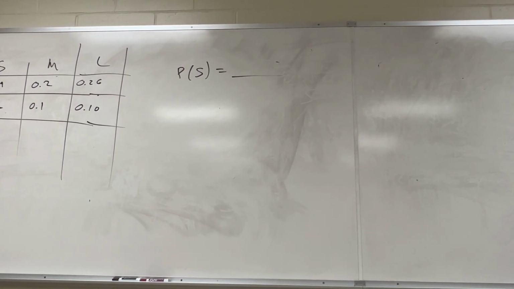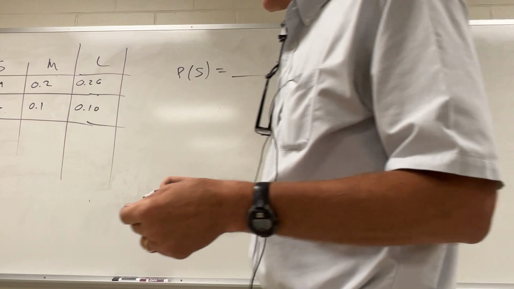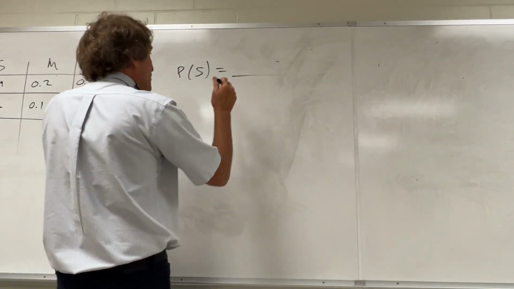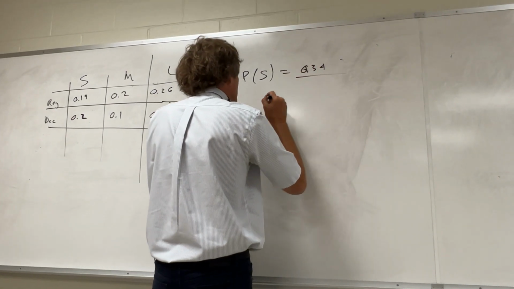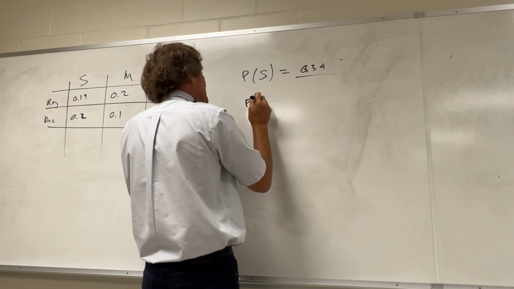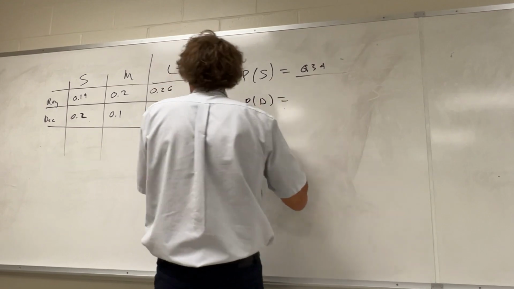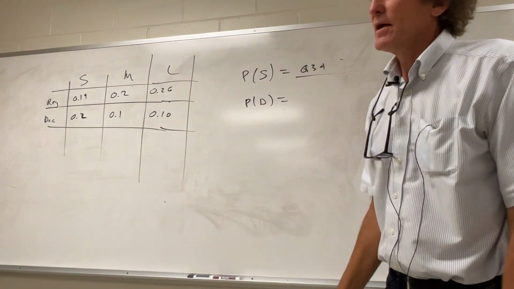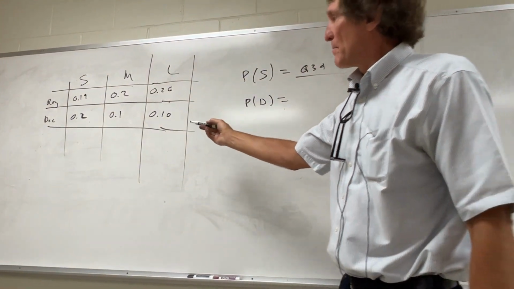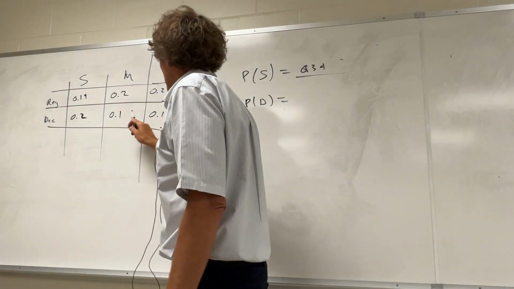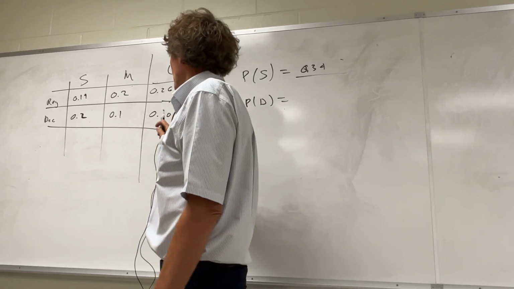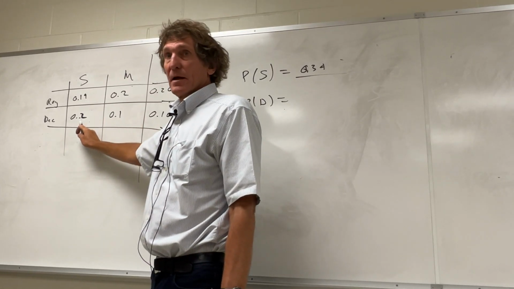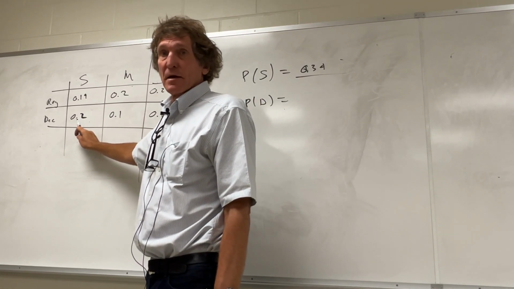What's the probability it's a small coffee? It's exactly going to be this, 0.34 or 34%. Now, what else? Probability it's decaf? All right. What's the probability it's decaf? Just look. This is 0.2, right? So this is 0.2, this is 0.2, 0.4. Agreed? Everybody?